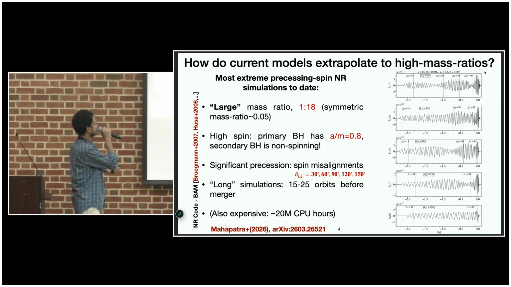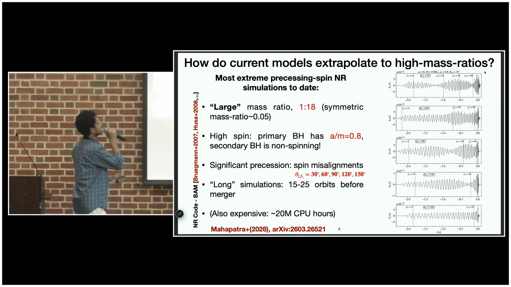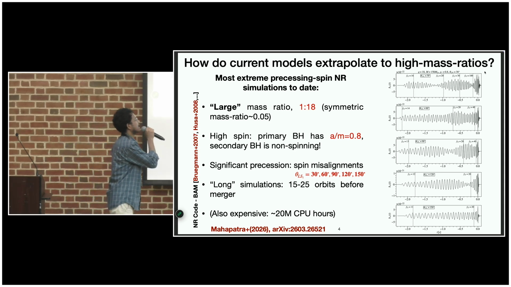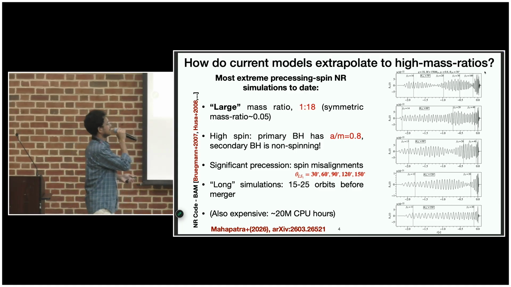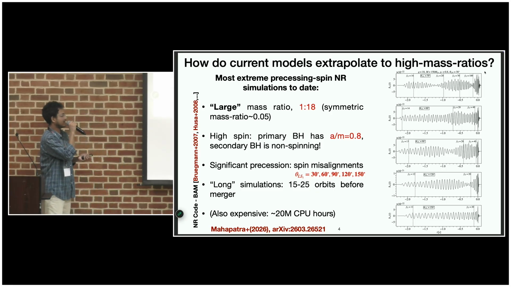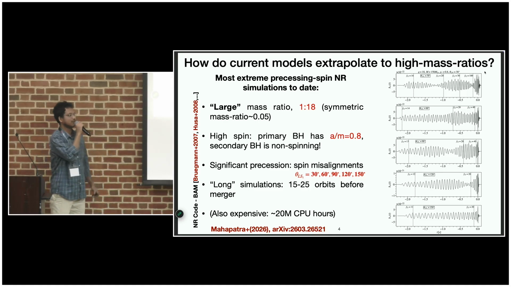These are long simulations, 15 to 25 orbits before merger, and you can see the waveform from this. These are scaled to 150 solar masses, but you can see the modulation pattern. It's a rich modulation with higher harmonic features and precession, and these are pretty complicated compared to equal mass binaries. But these are also expensive: it takes 20 million CPU hours to produce those. And these simulations are produced by the BAM code, which is based on the BSSN formalism and is a finite difference code itself.